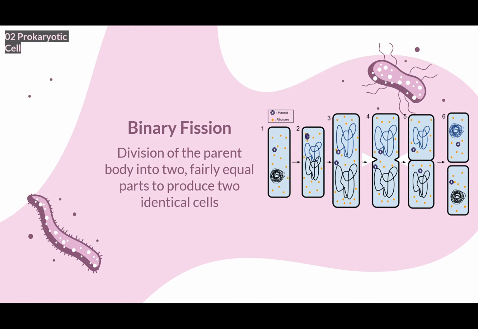Additionally, something that is special to prokaryotic cells is the binary fission, and that's basically the division of the parent body into two fairly equal parts to produce two identical cells. And this is a form of asexual reproduction that is made by most prokaryotes, although also some eukaryotic organelles. So not only prokaryotes do this, but perhaps chloroplasts also do binary fission, as they can reproduce independently from the cell. If you can remember, I said that earlier.